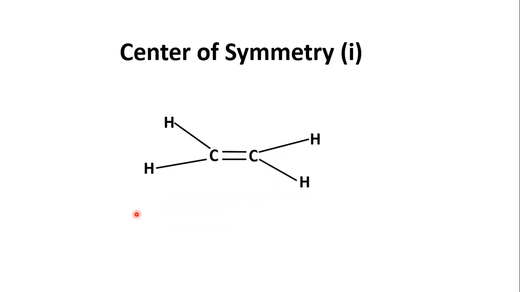Now we come to the center of symmetry. There is an imaginary center from which you draw a line. You see the hydrogen atom. If you draw exactly equal length in the opposite direction, you find the hydrogen atom again. Likewise, you find a hydrogen atom here. If you draw a line of equal distance in the opposite direction, you again find a hydrogen atom, and so we have the center of symmetry in the center here. It is the imaginary center.